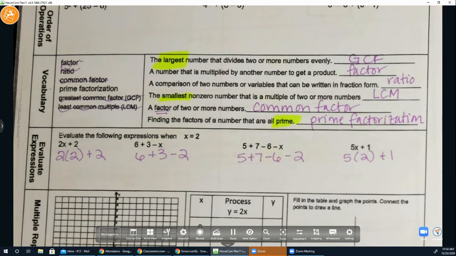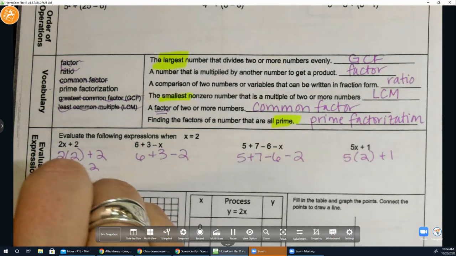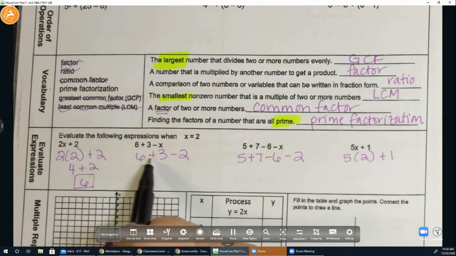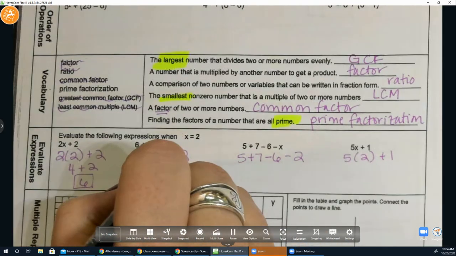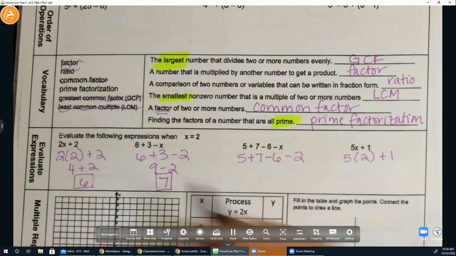Okay, now we have expressions here and we need to solve them. Evaluate and solve mean the same thing. So remember, order of operations applies when we're doing this. We still need to follow those order of operations. So I need to multiply before I add. So 2 times 2 is 4. 4 plus 2 gives me 6. Here, 6 plus 3 gives me 9. Minus 2, I need to bring down. 9 minus 2 gives me 7.